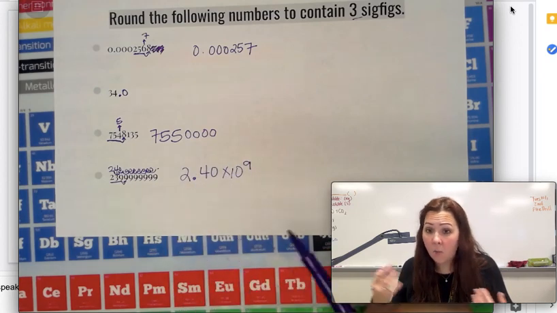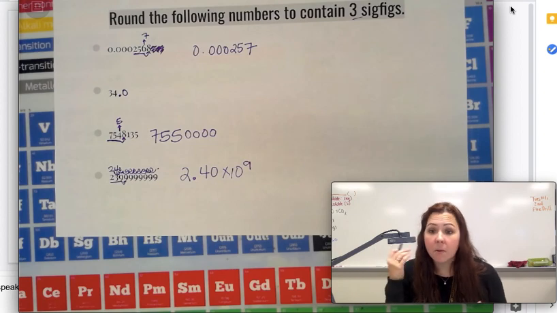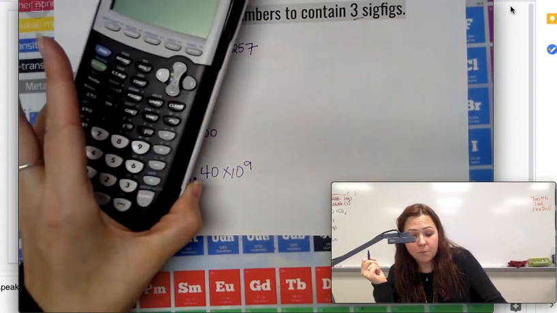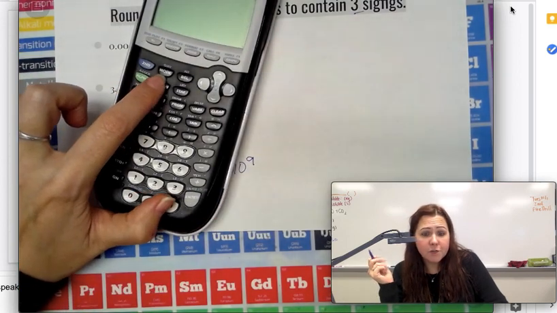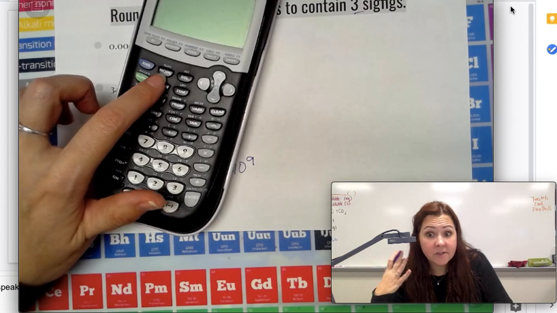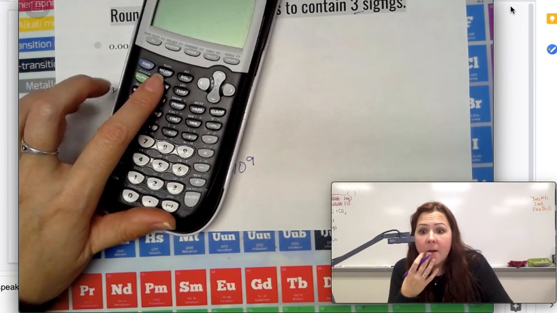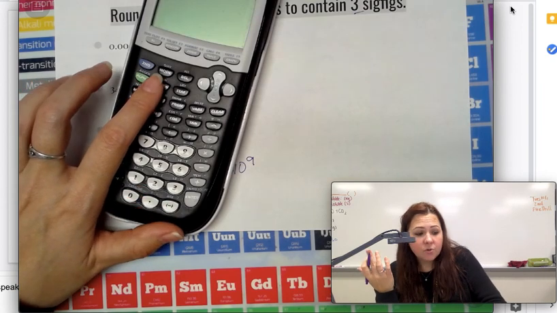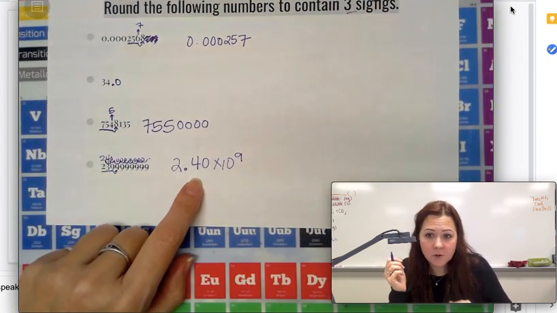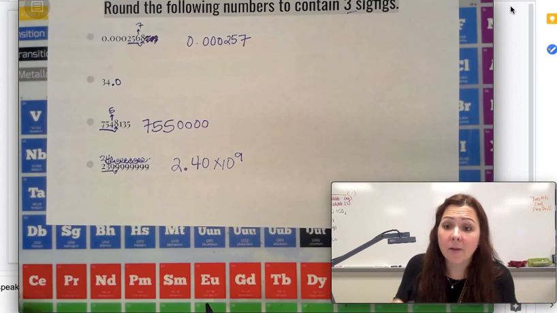Sometimes people like to always put their answers in scientific notation. I am completely fine with that. In fact, on your calculator, you can change the mode so it'll always give you your answer in scientific notation. Scientific notation is just the same number. So it's up to you how you want to do that, but sometimes you're going to get stuck and have to put your answer in scientific notation, so I just wanted to point that out.